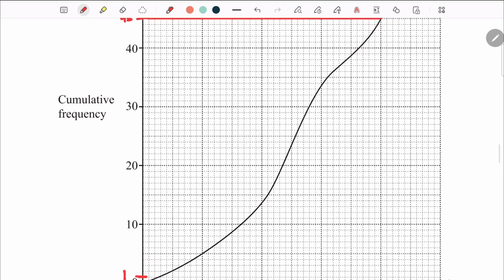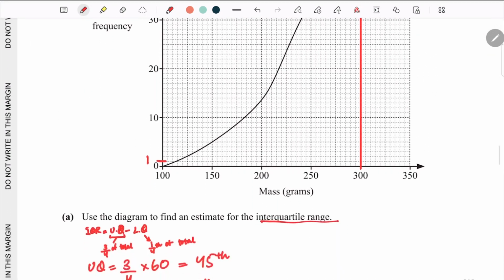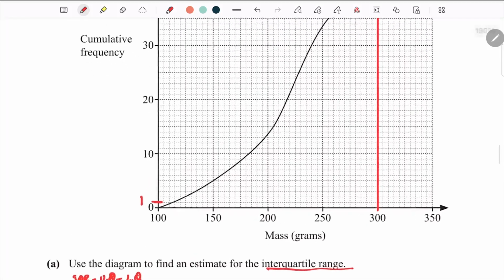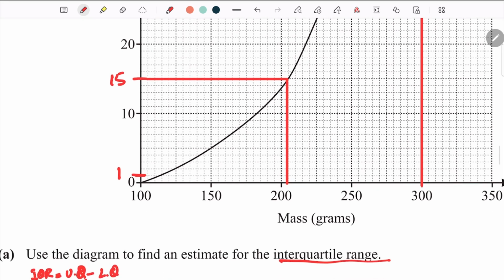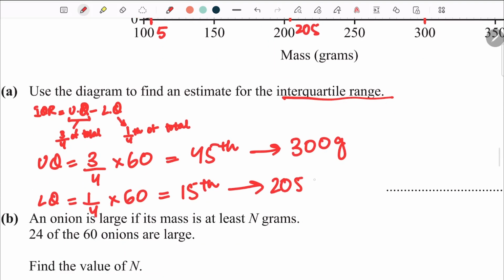And I'm going to extend it on the x-axis. The mass that is correlating is 300. So 300 grams. Then the lower quartile is 15th position. So 15th position will be right here. And on the x-axis, one small block is basically 5. So this is going to be 205. So lower quartile is 205 grams.